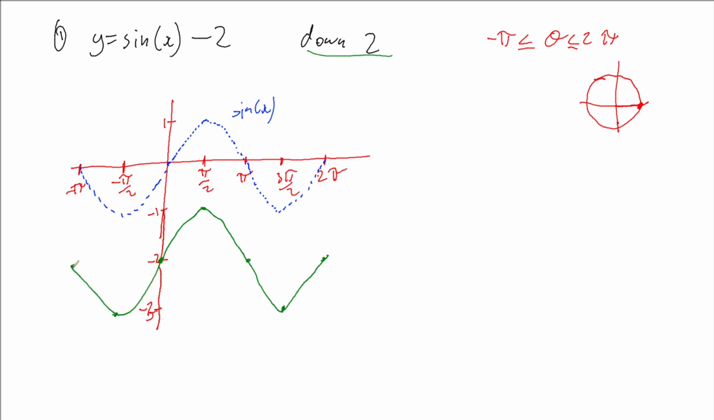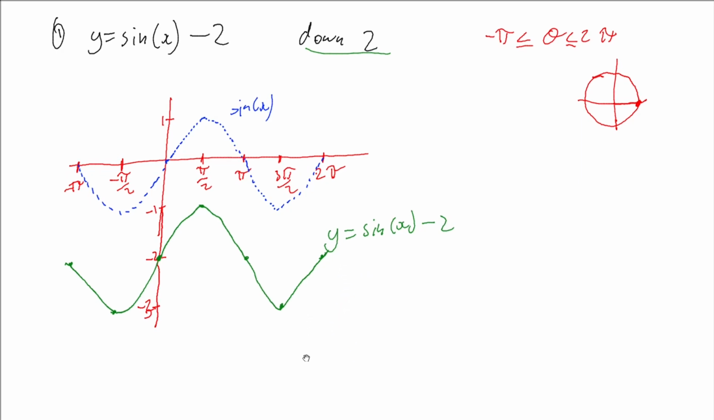And remembering, of course, that these just keep going. This pattern would keep going forever if we had the space to. And that's it. That is the graph of y equals sine of x minus 2, which means that it's been translated down 2. Let's have a look at another example.